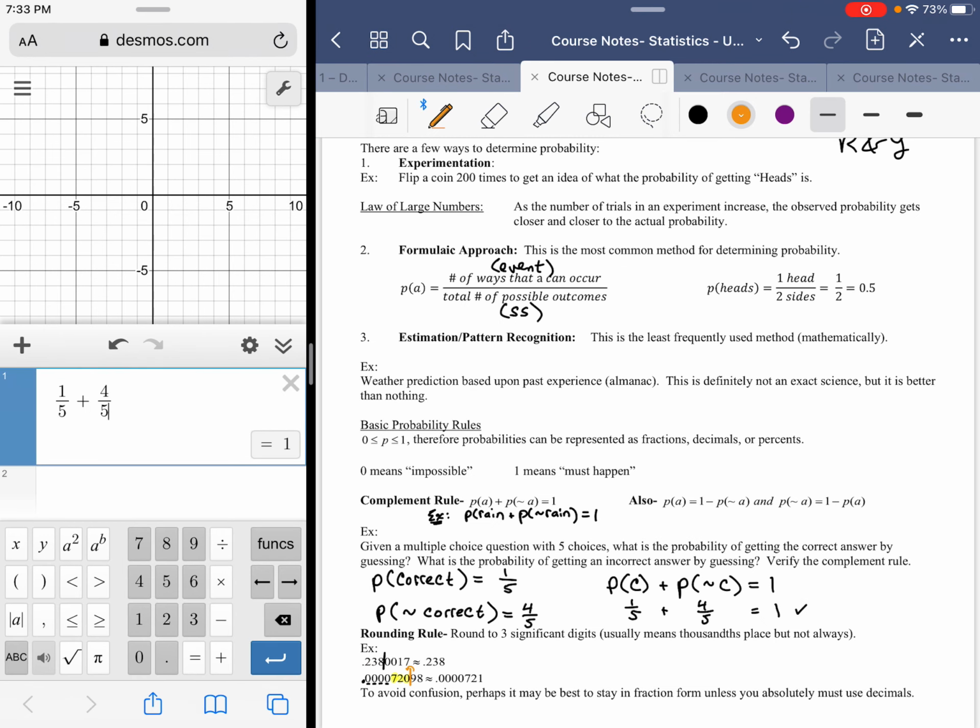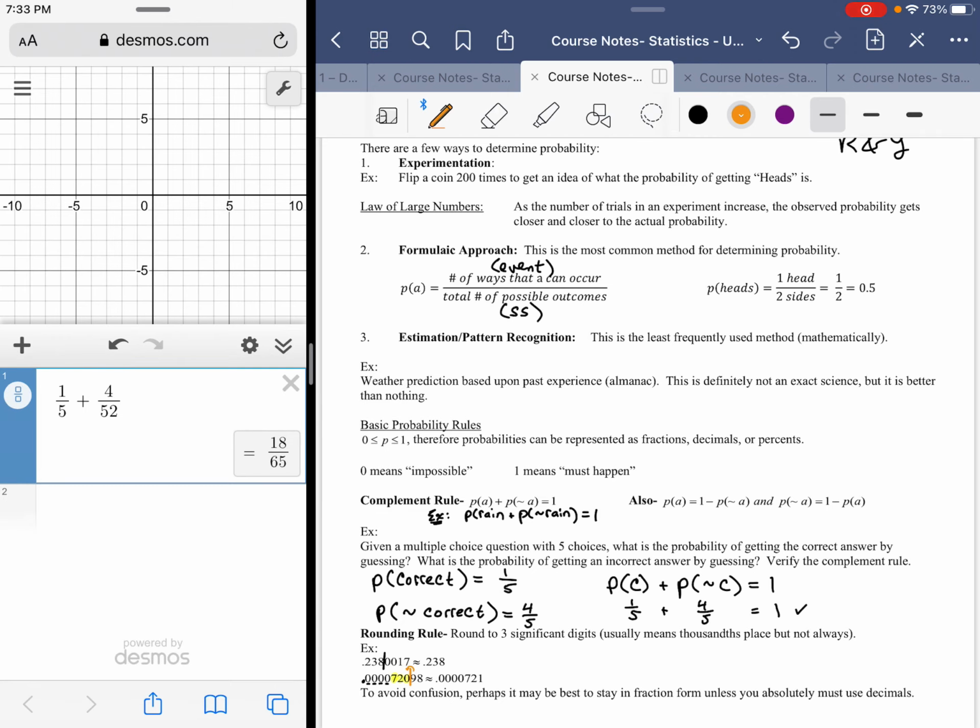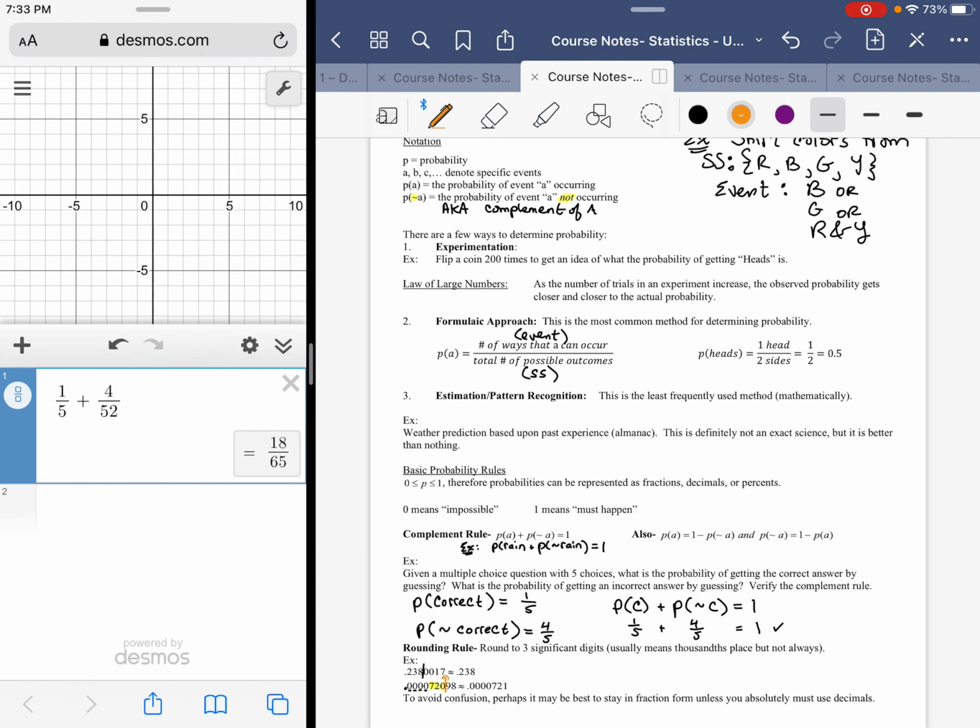Right. So I put the little disclaimer at the bottom there. If you don't like that, you could always stay in fraction form. So for example, if I want to do something like this, 1/5 plus 4 over 52, we get this disgusting decimal. You could round this, 0.277 is what it would be. Or you just tap on the little fraction icon and make it a fraction and go from there.